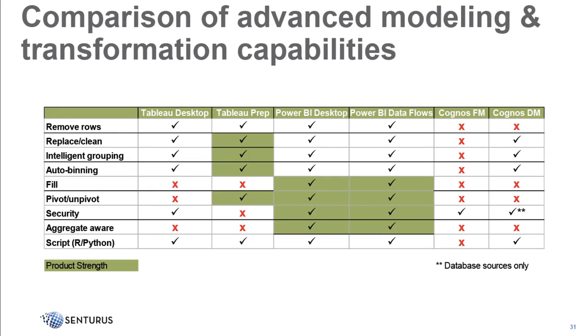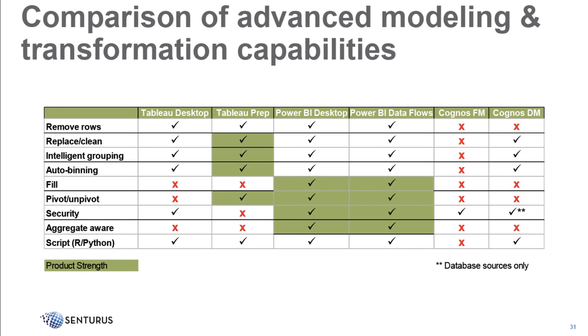From an advanced perspective, with some of the transformational stuff that I was doing, you start to see a little more differentiation there. And this list is not comprehensive. I call it semi or quasi-comprehensive, but it covers the basics here. And again, you can do most of that. Cognos Framework Manager doesn't have a lot of transformation capabilities. Data modules don't have a ton of transformation capabilities, but they're getting there.